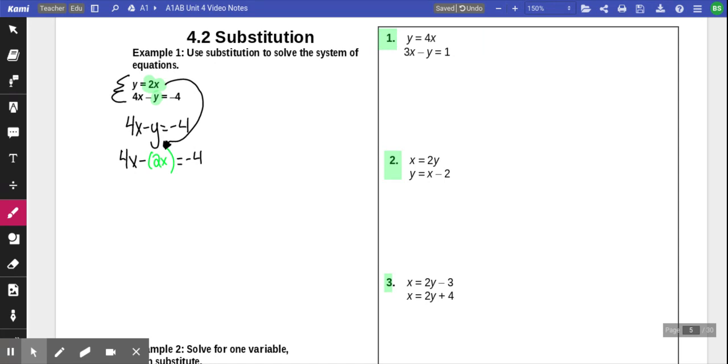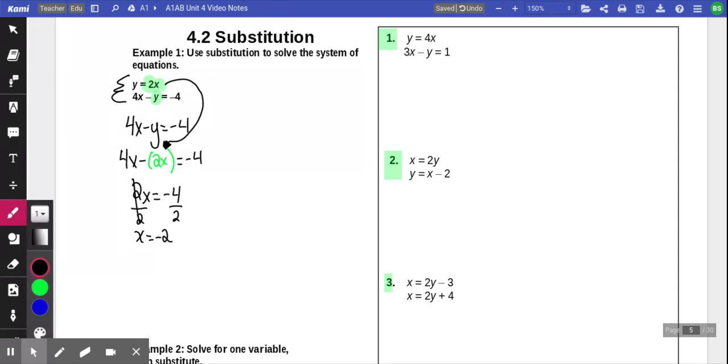We can simplify. 4x minus 2x is just 2x. We have 2x is equal to negative 4. We can go one step further by dividing both sides by 2, and we're going to get x is equal to negative 2. Remember, like in the previous lesson, our solution was a point. So we have to go back and figure out the y value, because we're going to represent this answer as a coordinate point. Our x value is negative 2, but we need to find our y value.